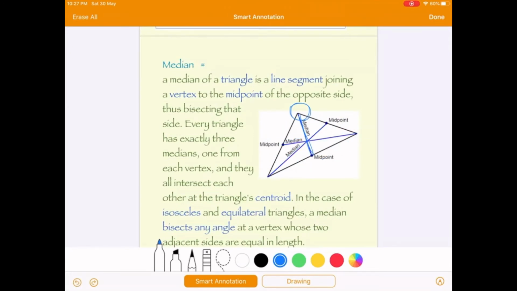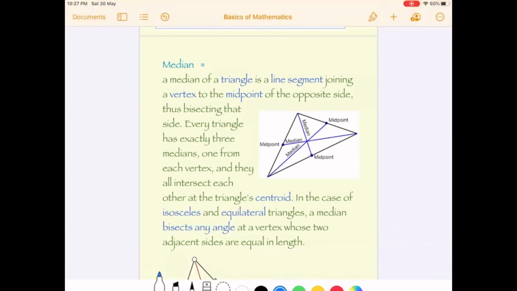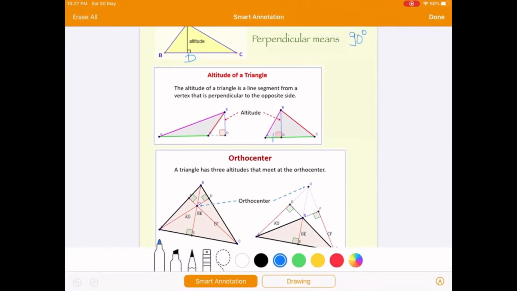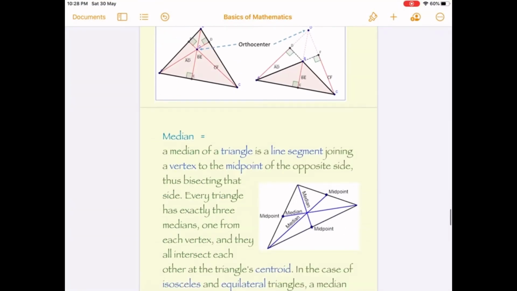In altitude it was only the 90-degree concept. Okay, it may or may not divide into 2 halves. You can see this is not equal to this in this image. This part is not equal to this part. This line is not equal to this because this perpendicular altitude is not dividing it into 2 equal halves. But in case of the median, it divides it into 2 equal halves.